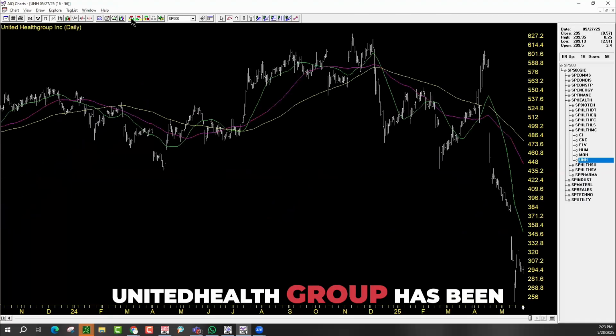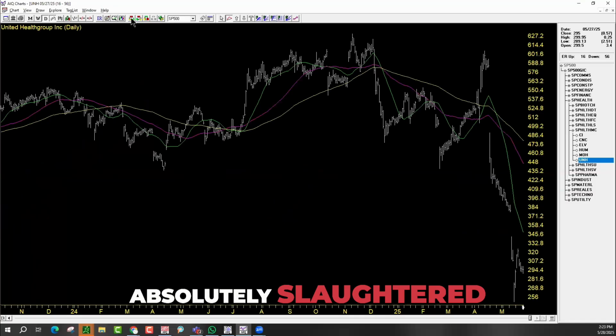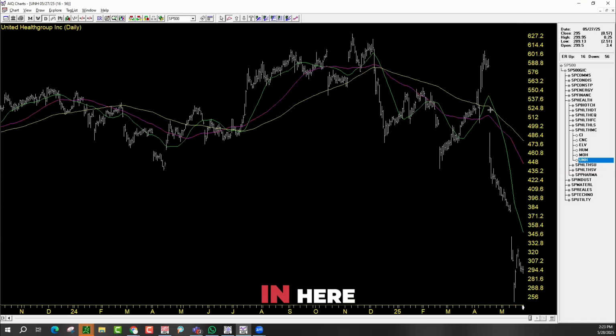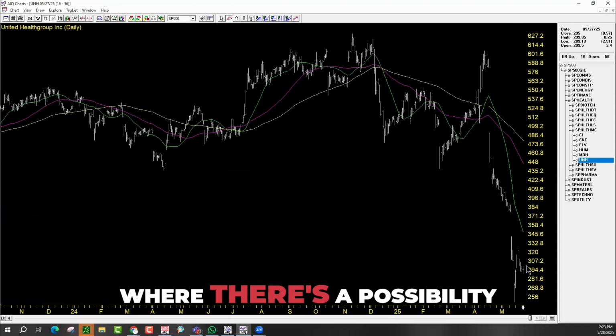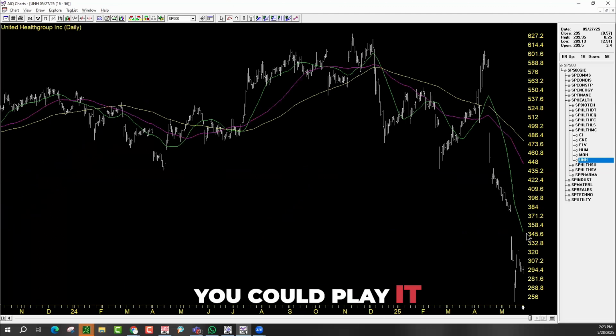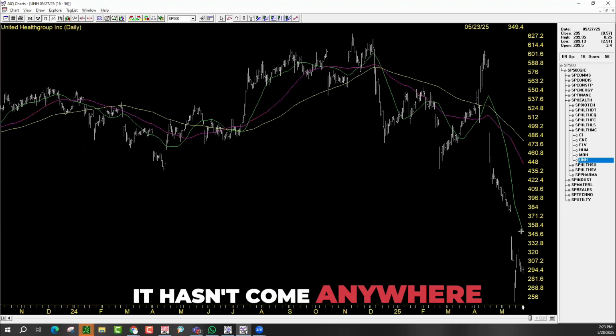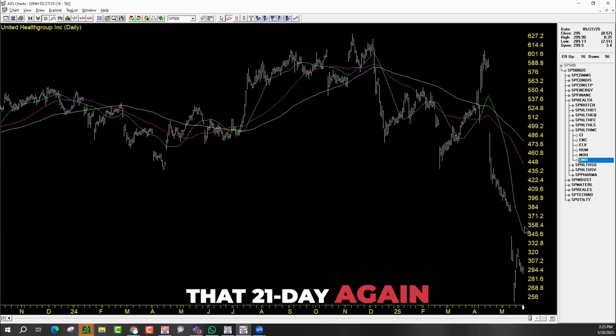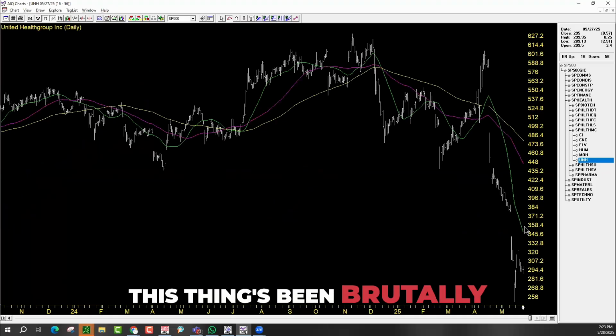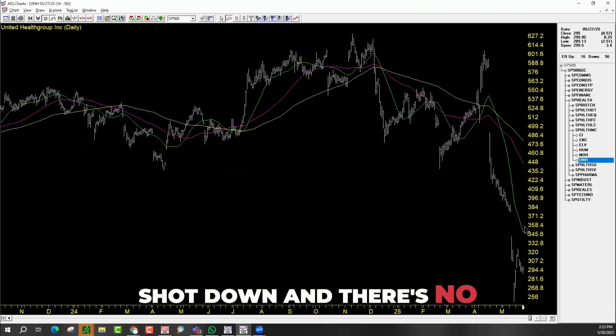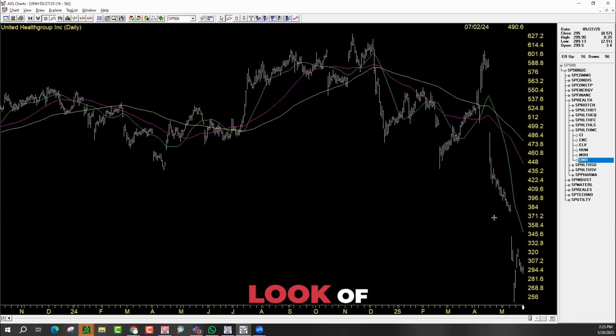And of course, United Health Group has been absolutely slaughtered. This stock has got a lot of gaps in here. I mean, it's all the way down here. And that's really one of those stocks where there's a possibility you could play it, but it hasn't come anywhere near getting back to that 21-day again. This thing's been brutally shot down, and it's not the sort of stock I like the look of.